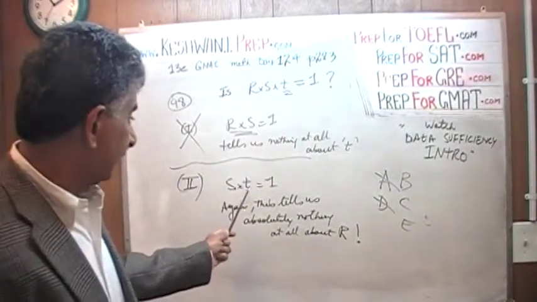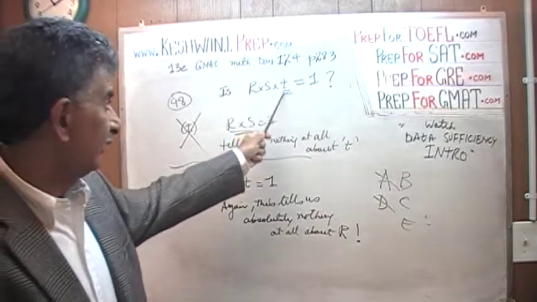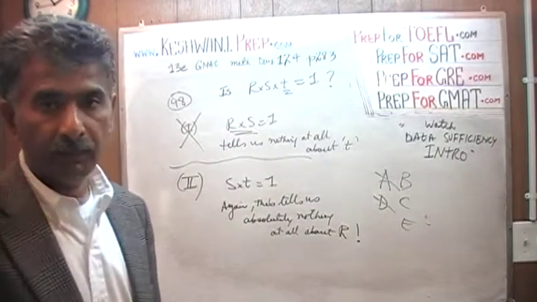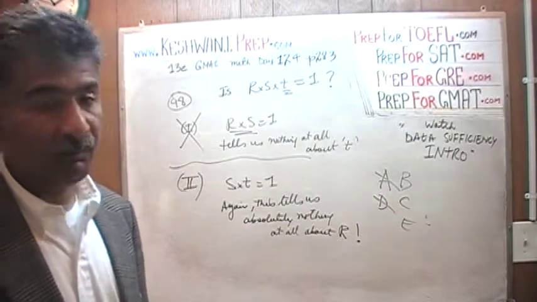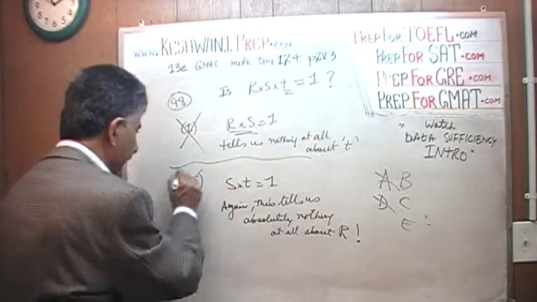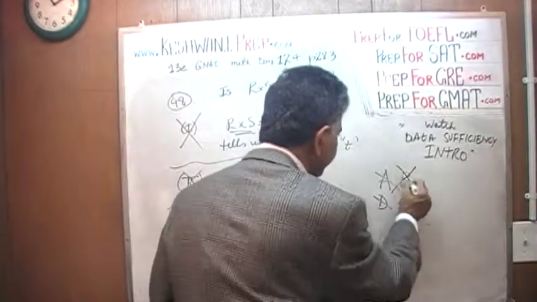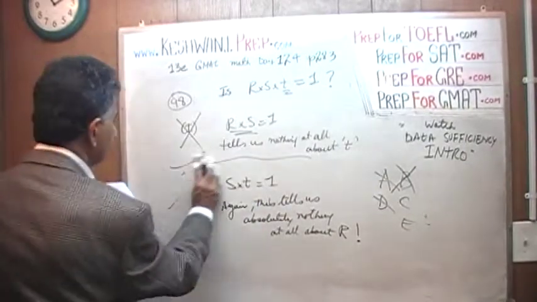We are told that s times t is 1. If r also happens to be 1, then r times s times t would be 1. But if r happens to be something other than 1, then their product will not be 1. This by itself does not do anything, because it doesn't tell us anything about r. The answer cannot be B either. Let's put them together, 1 and 2 together.